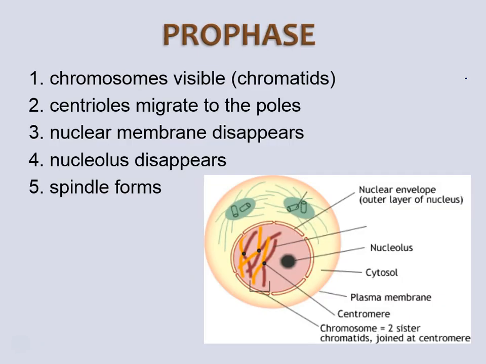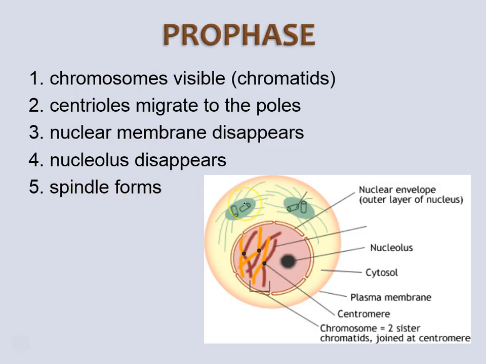So prophase is going to be your first step. Here your chromosomes are visible. They start to condense. Something called the centrioles, remember these from when we talked about plant and animal cells. Only animal cells are going to have visible centrioles. They'll start migrating to the poles of the cell, kind of like the North Pole and South Pole. The nuclear membrane is going to disappear. The nucleolus disappears, and you have a spindle forming.